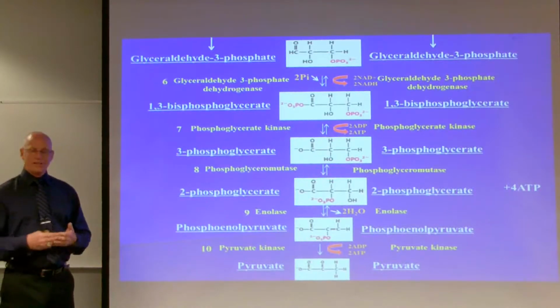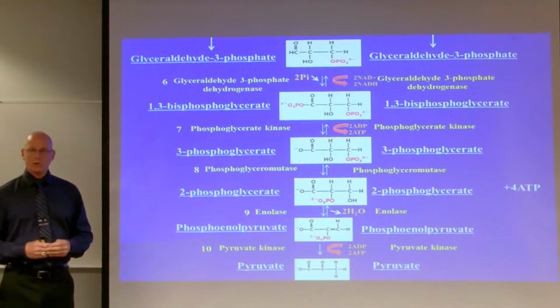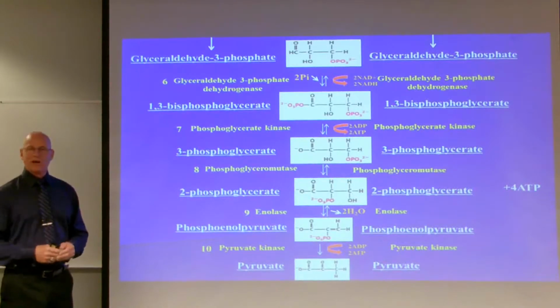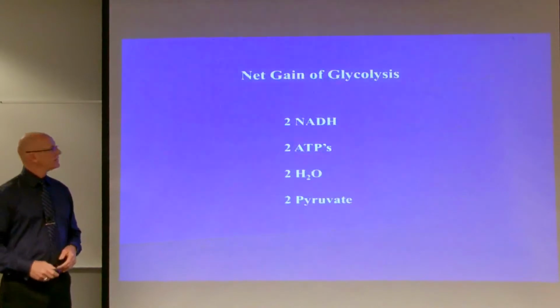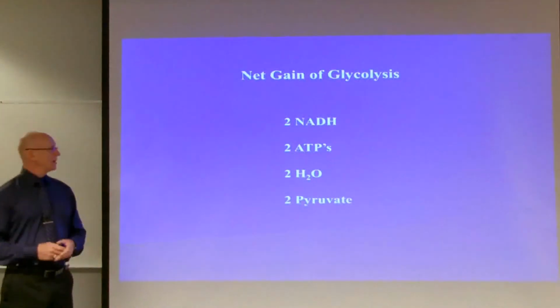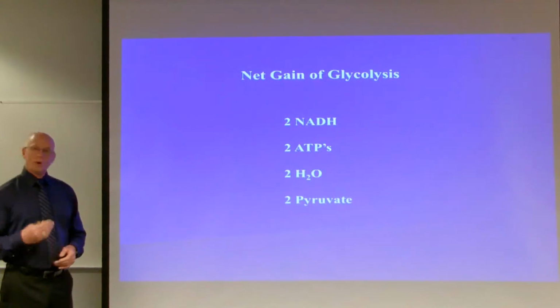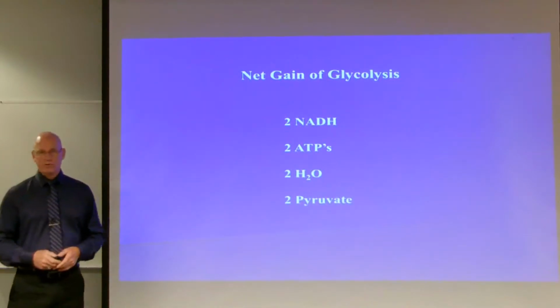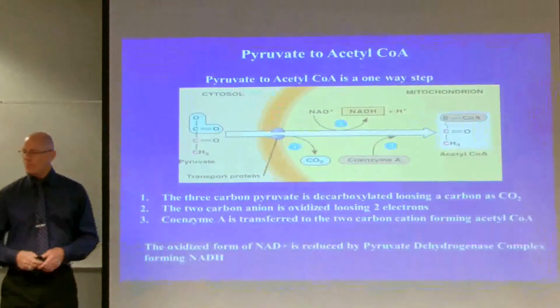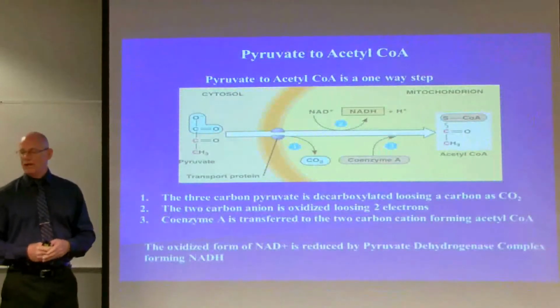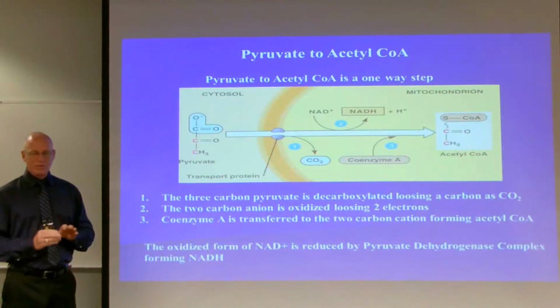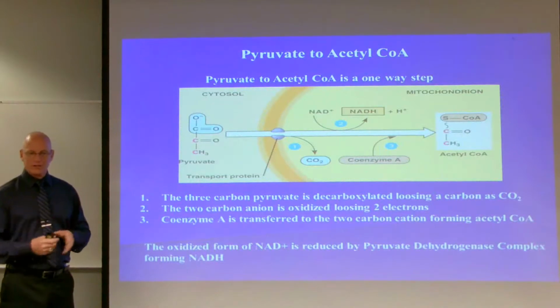The end result, we take a 6-carbon molecule of glucose, and our end result in glycolysis is 2 3-carbon molecules of pyruvate. And the net gain in glycolysis is 2 NADHs, 2 ATPs, 2 molecules of water, and 2 pyruvate molecules. Now, pyruvate to acetyl-CoA. This is the intermediate point in between glycolysis going into the citric acid cycle.